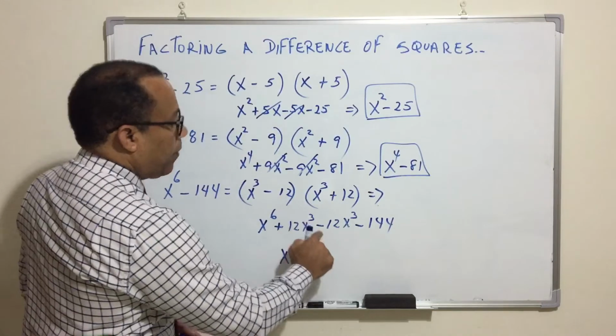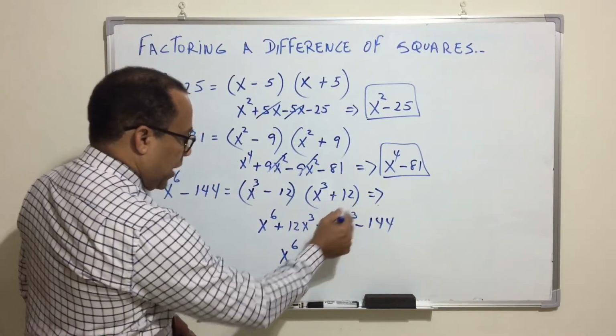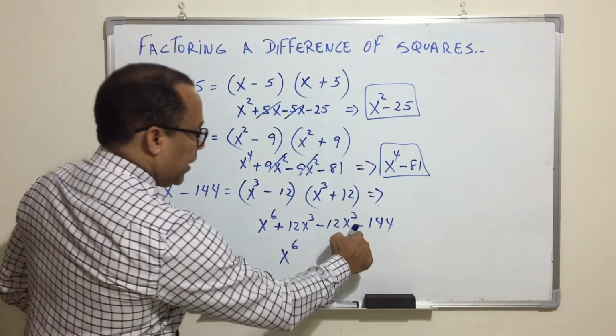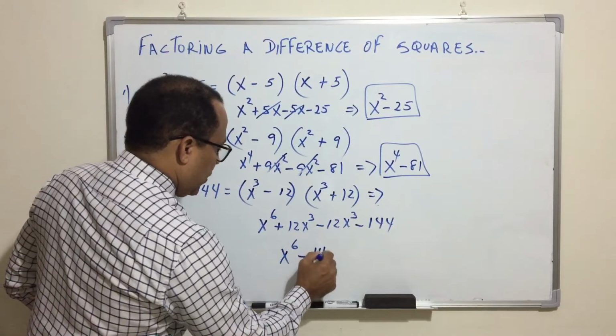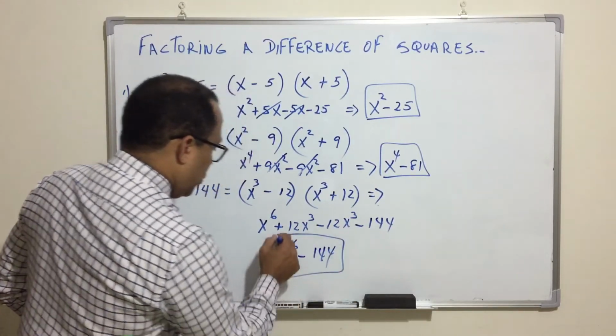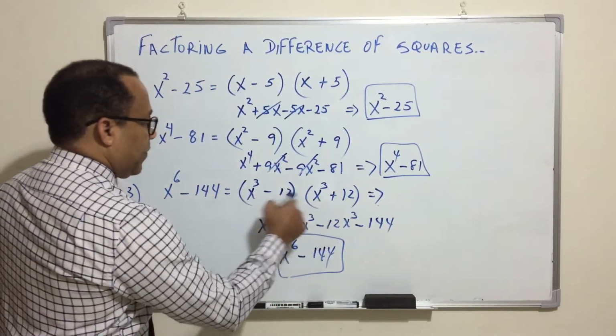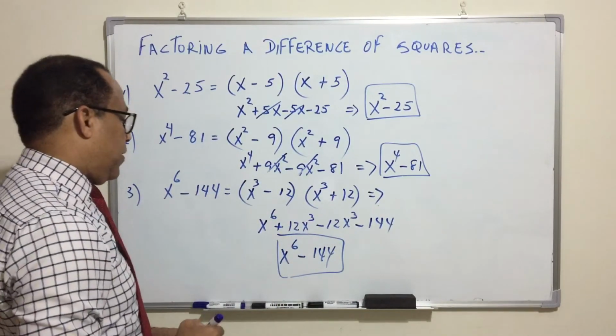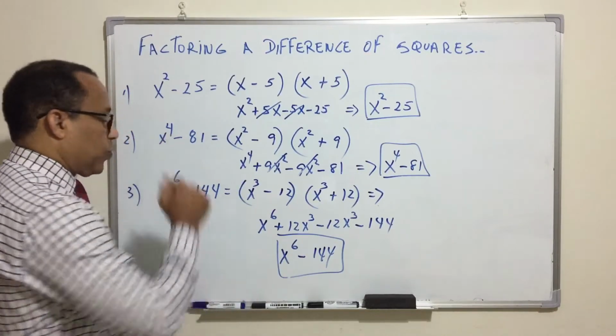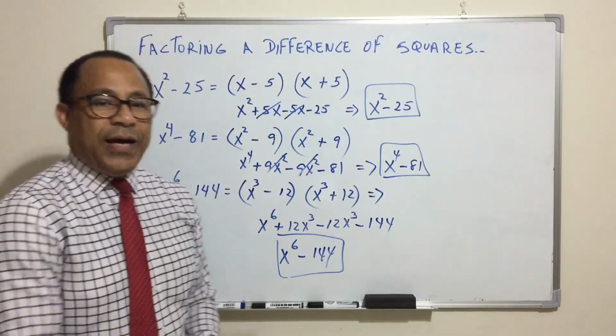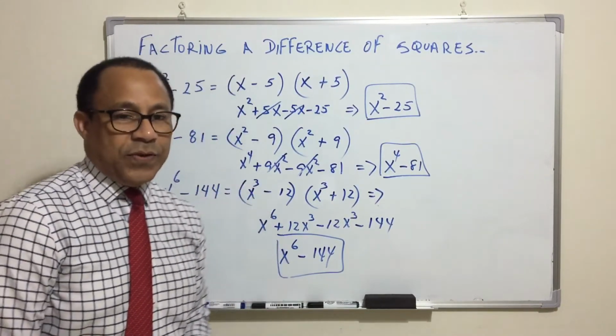Positive 12x to the third minus 12x to the third cancels out. Gets 0. And then just bring down the negative 144. This is the result. We compare it. Yes, it is correct. It means that this is the factoring for this difference of squares. And this is the way we factor a difference of squares.